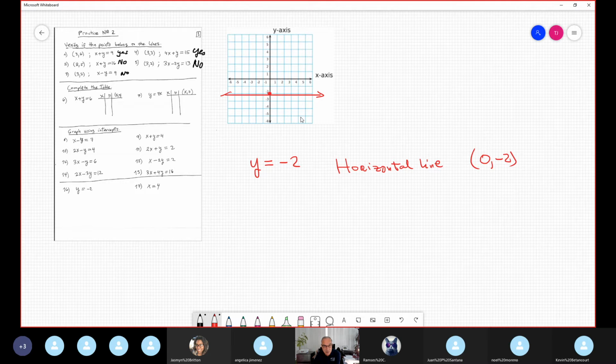This is the horizontal line passing through -2. This point is the point (0, -2). And this is the graphic representation for the line y = -2.